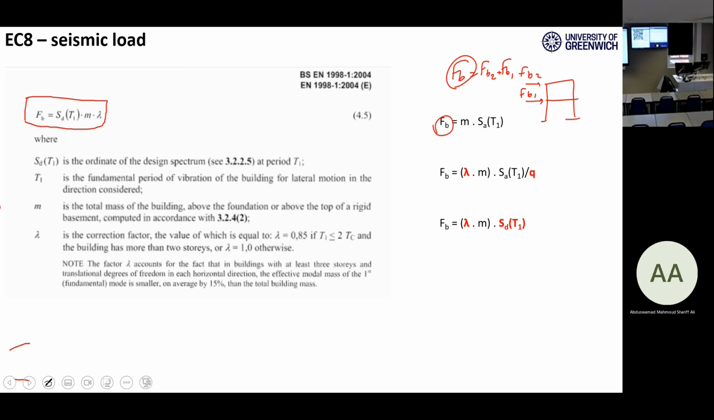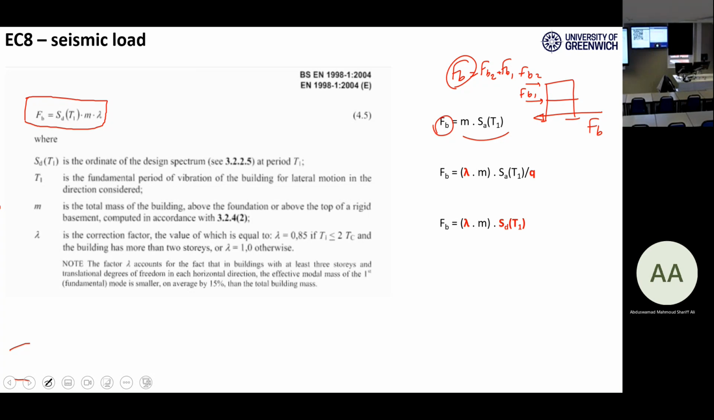Why is it called the base force? Because if you cut the structure here, the equilibrium equation says FB should be equal to FB1 plus FB2. If you cut your structure above the foundation, the free body diagram of your system is FB and FB1, FB2. When you comply with the equilibrium equation, the summation of F along the x-axis should be 0, right? So FB is the seismic loading, and this is Newton's law, isn't it?